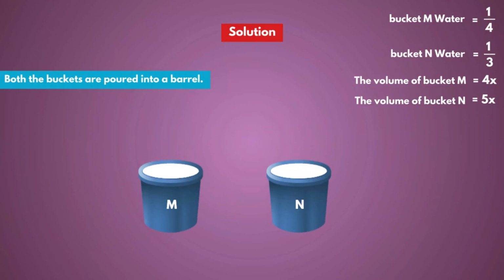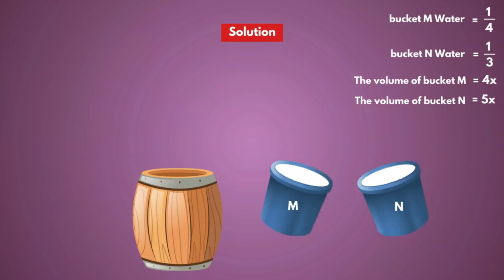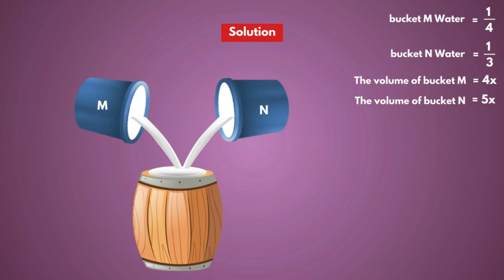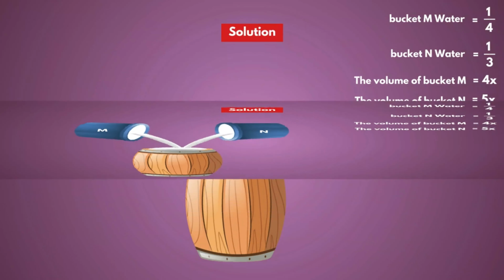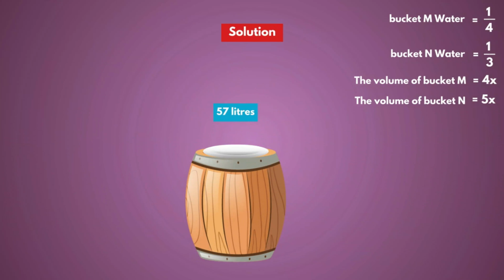And in the next statement they given that both the buckets are poured into a barrel. So here is a barrel and both the buckets M and N are poured into the barrel. And in the next statement they given that the resultant mixture contains 57 liters of milk. So here the resultant mixture contains 57 liters of milk. Now in the question they are asking the volume of bucket N.